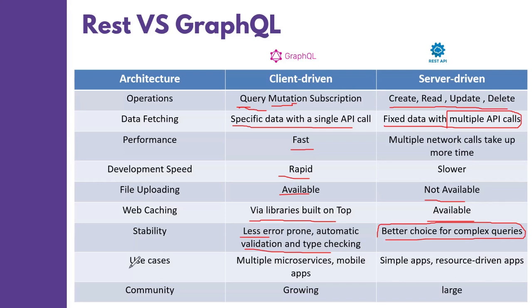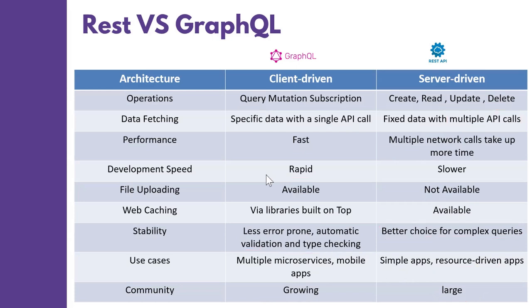Now, what could be the use cases? So simple applications and resource-driven apps will be using REST API, but if we are creating multiple microservices and mobile apps, we'll be going with GraphQL. And the community is growing, and REST API is pretty old, and GraphQL is not that old, so it's growing faster. But definitely in the coming future, most of the technologies will switch onto GraphQL.